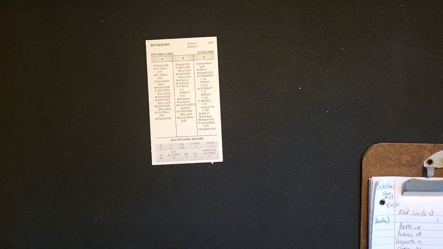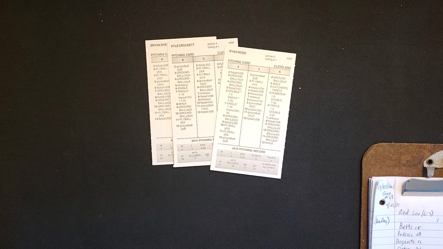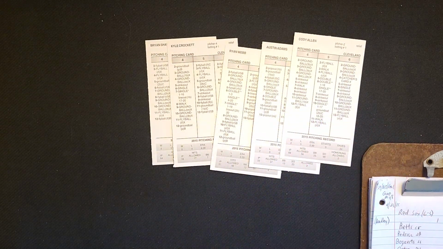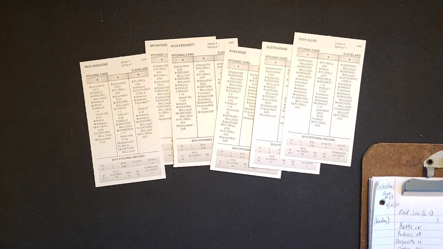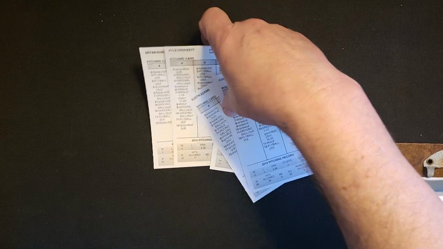All right, the bullpen for the Cleveland Indians: Brian Shaw, Kyle Crockett, Ryan Webb, Austin Adams, and their closer, Cody Allen from the right side. From the left side, Nick Hagedorn and Mark Chepsinski. So again, each team maintains the 2 left-handers and usually 5 right-handers in the bullpens for 7 bullpen pitchers.